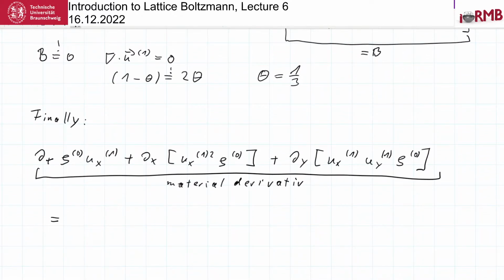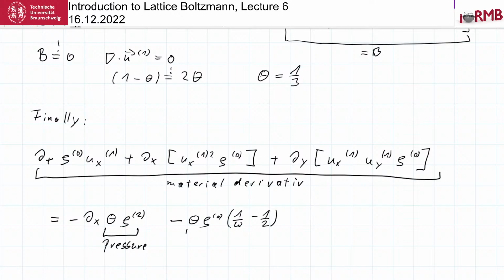So I bring the other things on the right to the right-hand side, and we have dx theta rho square. Now we identify this as the pressure. We just call this the pressure, minus theta rho 0, 1 over omega minus 1/2. This, there must be a plus. This is the viscosity.